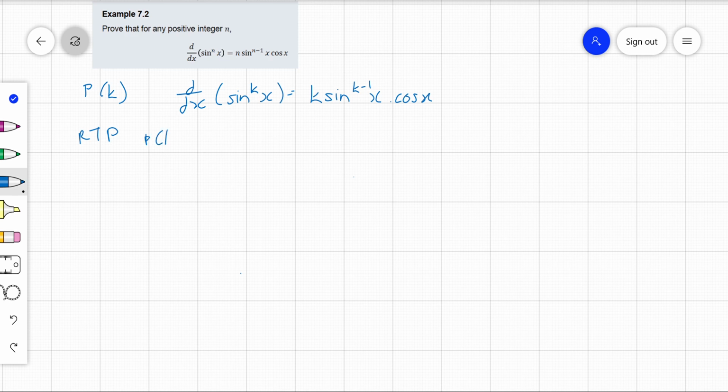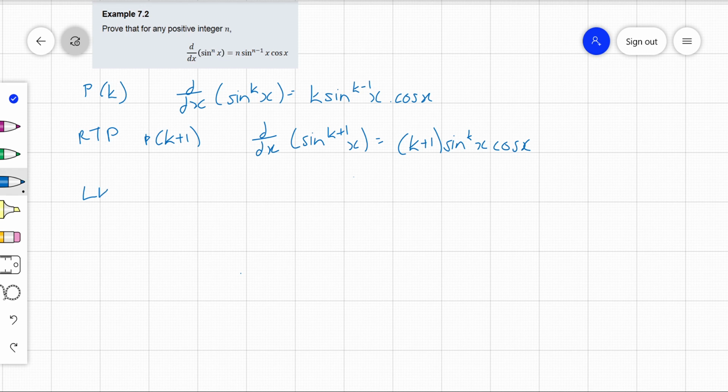Alright, so we've got that all ready to use, and what are we required to prove? So our P of k plus 1, again, apologies for this handwriting. So we've got d/dx of sine to the power of k plus 1 x is equal to k plus 1 sine to the power of k x cos x. Alright, that's what we're required to prove.